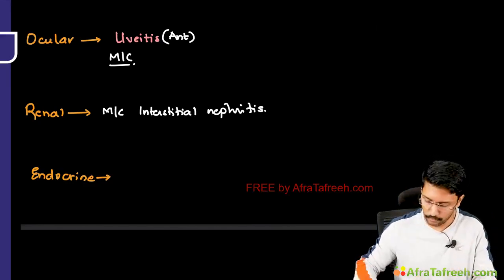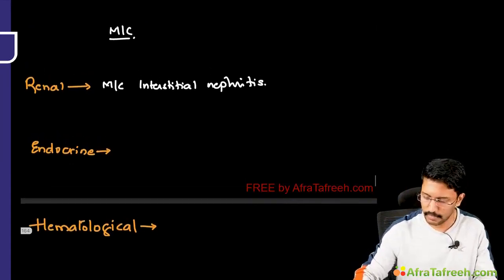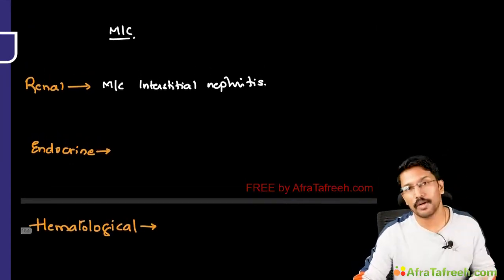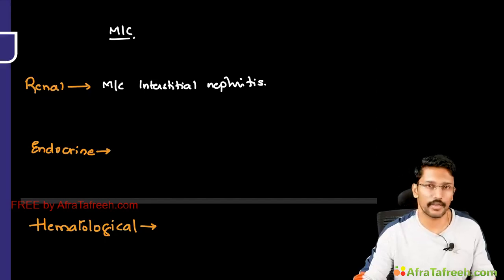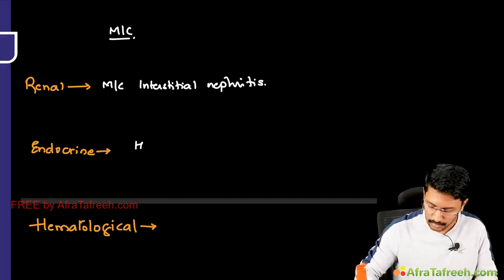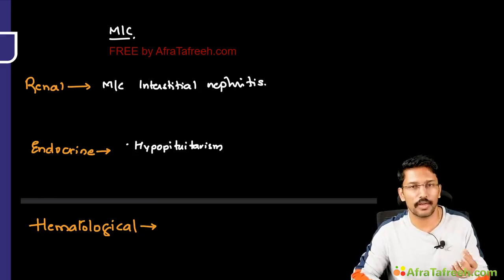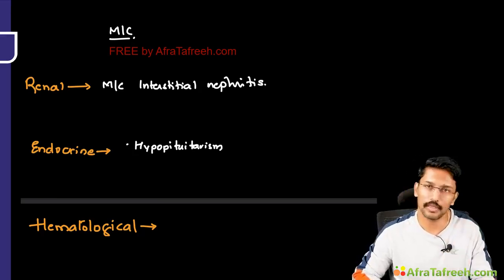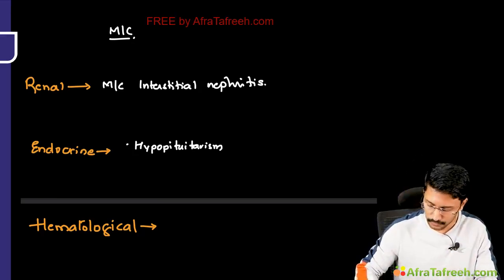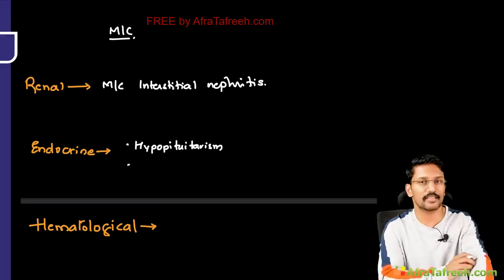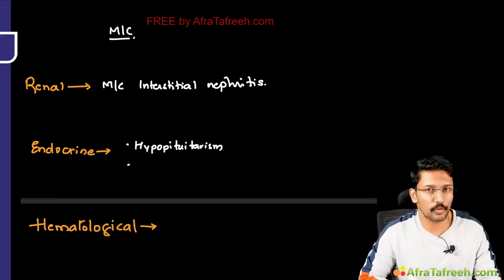Okay, now endocrine manifestations, the granulomas can affect the pituitary gland. So you can have hypopituitarism because of the granulomas affecting the pituitary gland. The granulomas can happen anywhere in the pituitary gland, but the stalk compression is the most common manifestation. So it can be presenting as diabetes insipidus in some of the patients.